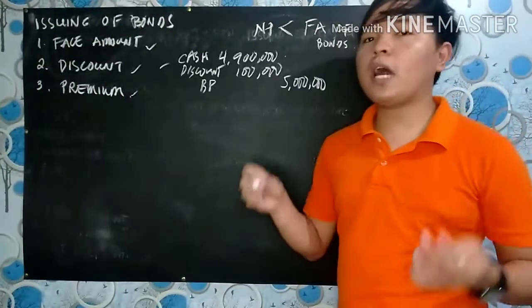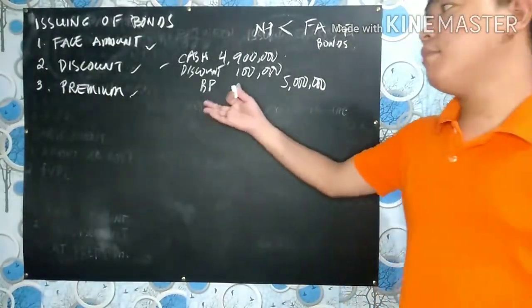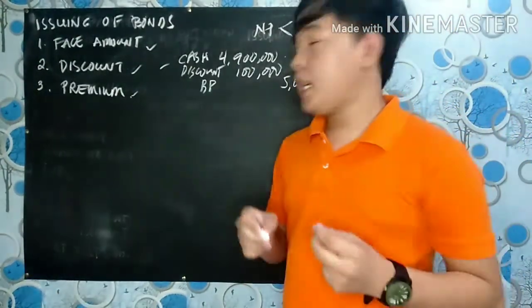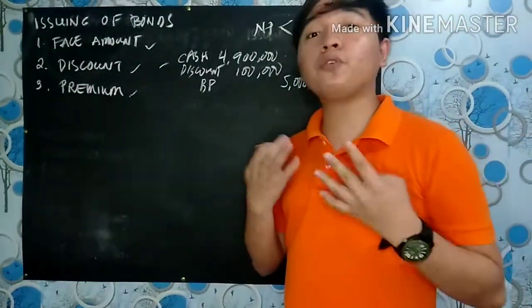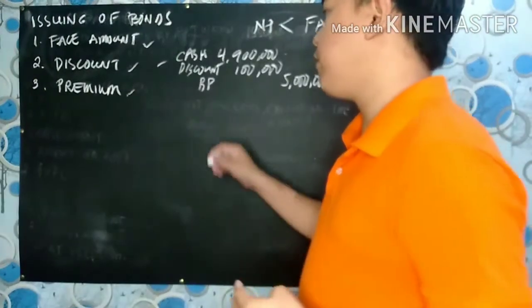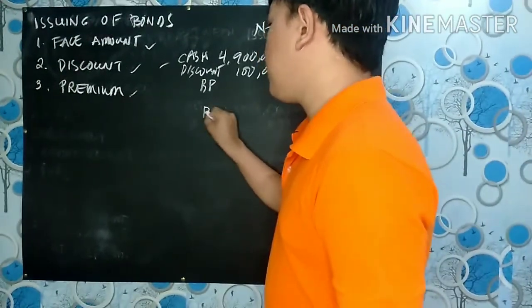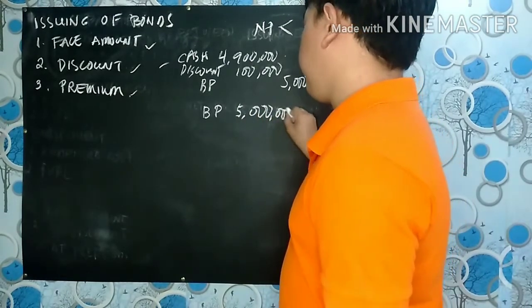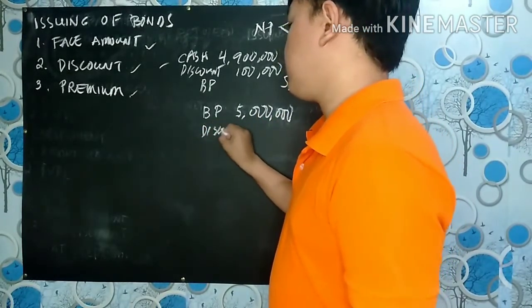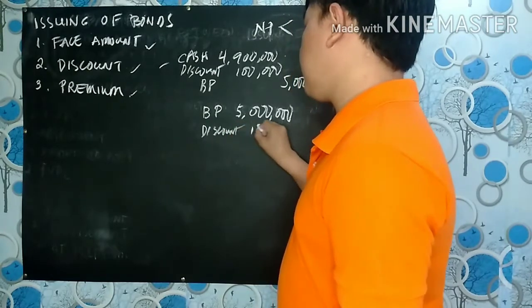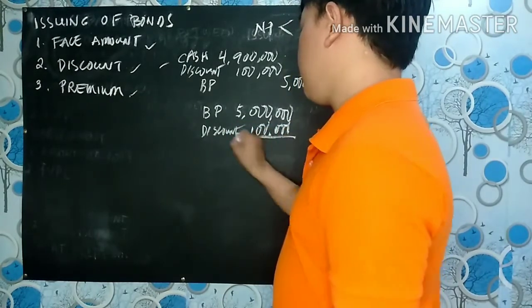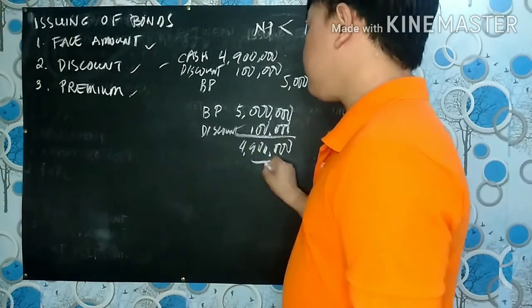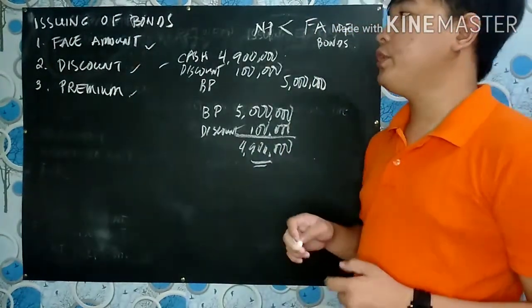So, ganun po. So, magkano yung initial measurement natin sa bonds payable? Of course, 4,900. Yun yung net proceeds natin, kasi yun yung magiging fair value niya. So, bonds payable as 5 million less discount 100,000. So, initial measurement natin is 4,900. Okay? So, yun po yun.